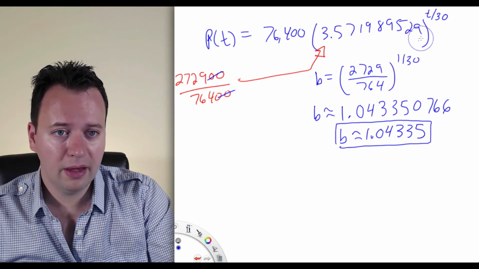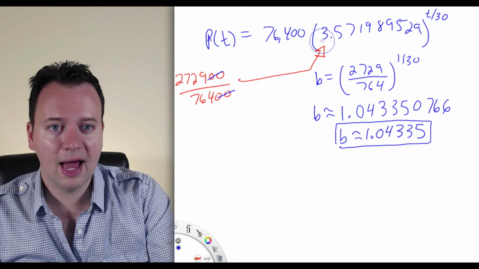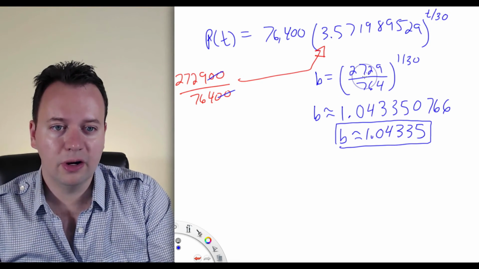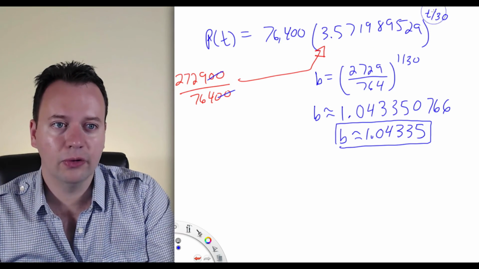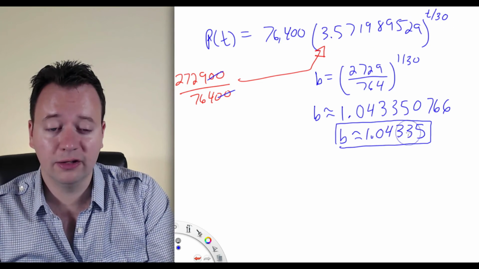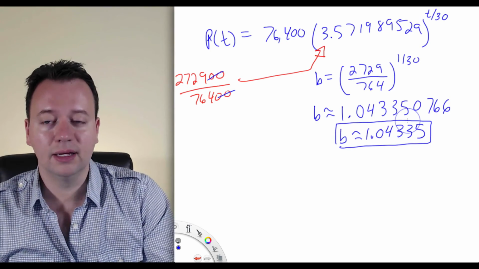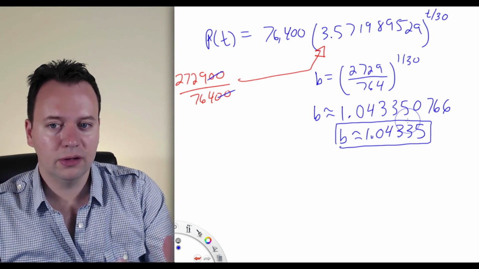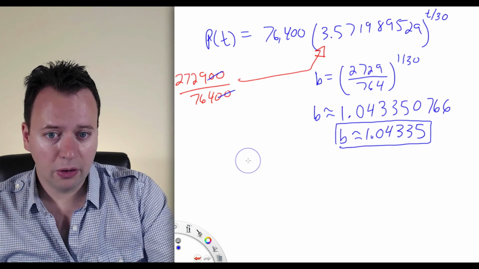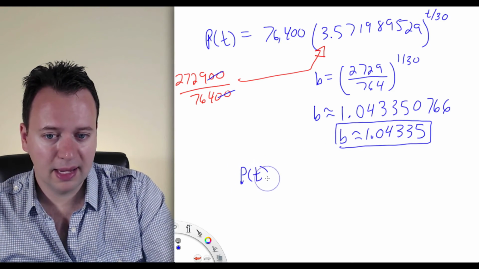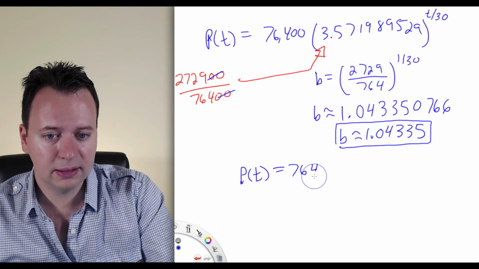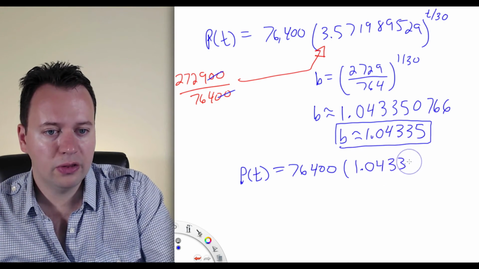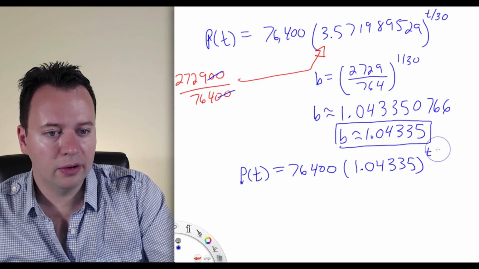But if we're going to round at all, we're going to want to do it here and not here. Because if we round this and then take it to the power of 1 over 30, it's going to be less accurate than if we keep all the decimals and then we don't round until the final answer. In general, you don't want to round anything until your final answer, because when you start rounding, you're going to get accumulation of errors. So our final answer, we can maybe say P of t equals 76,400 times 1.04335 to the power t over 30.